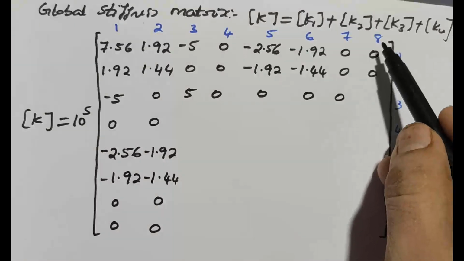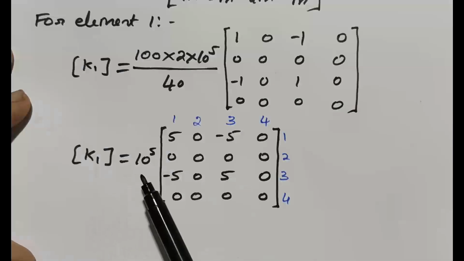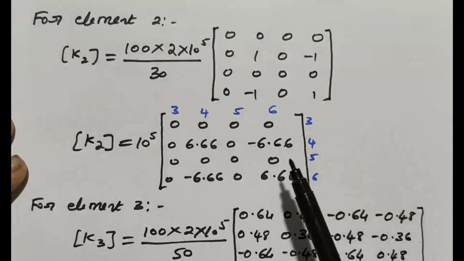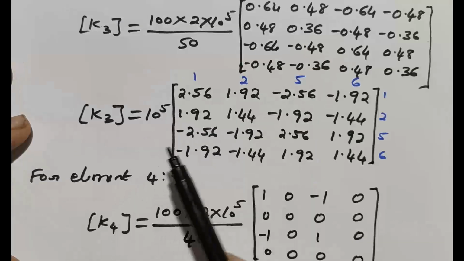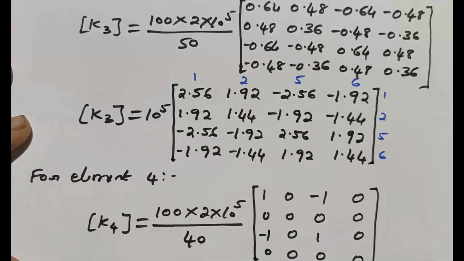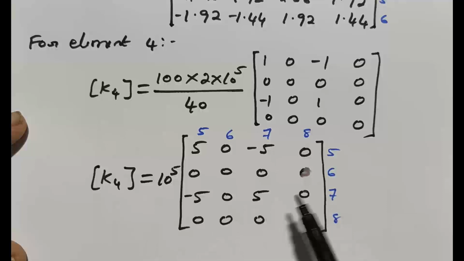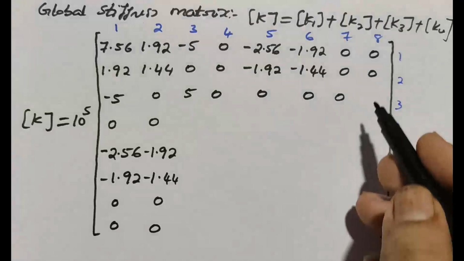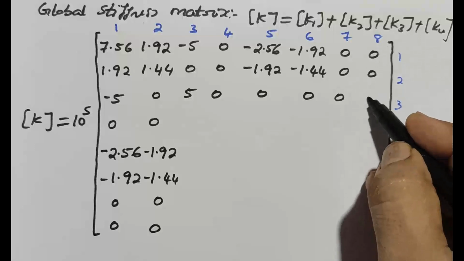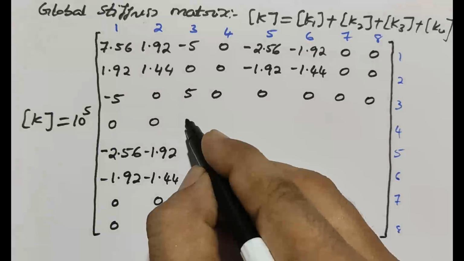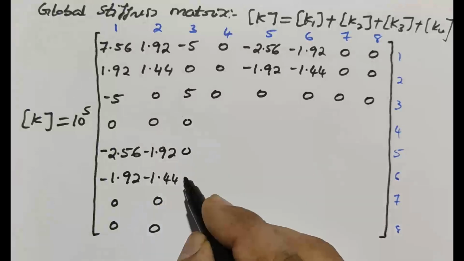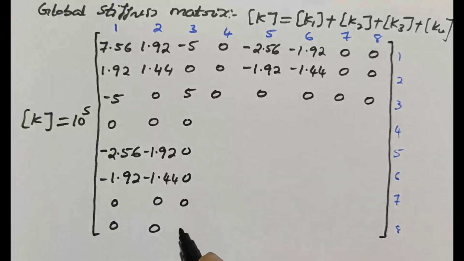Next, we need the element corresponding to 8 and 3. In K1, K2, K3 and K4, we don't have any element corresponding to 8 and 3. Therefore, the element corresponding to 8 and 3 is 0. Due to symmetry, I can write the third column as 0, 0, 0, 0, 0.